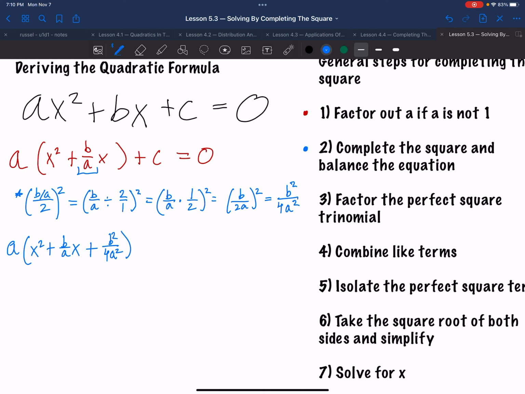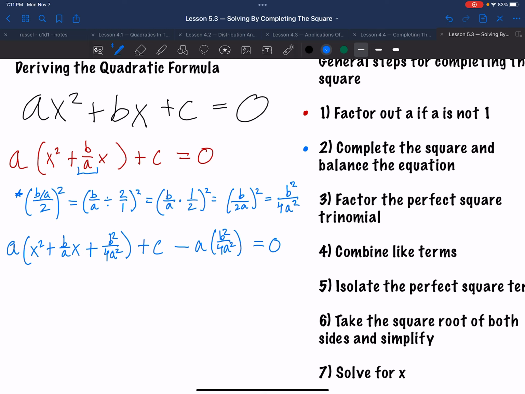And then I must keep it balanced. You see, balance the equation. We must keep it balanced. So here's my plus c. Now what I've added to the equation is a times b squared over 4a squared. So I need to subtract simultaneously this a right here, times b squared over 4a squared. And this equals 0 still.